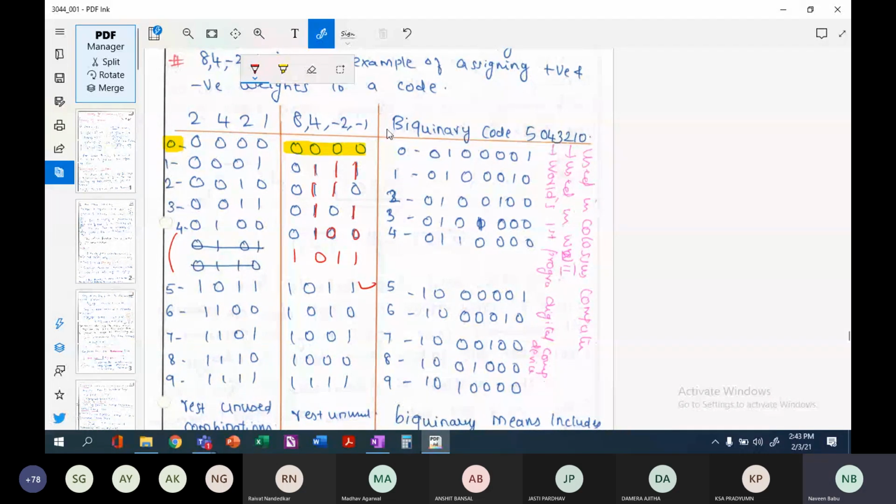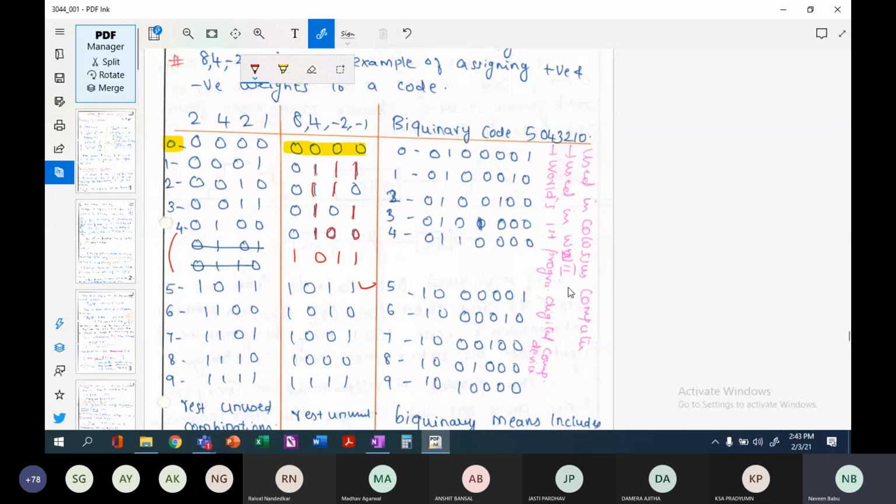Okay, last code, this biquinary code. This particular code, why should we study this? It is because this was the code which was used in the first computer, which is not the first computer, it was used in the Colossus computer. It was normally used in World War II, and this was the world's first programmable digital computing device. So the world's first programmable digital computing device used this biquinary code.